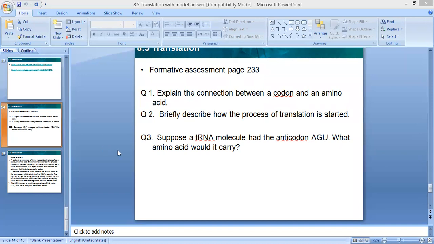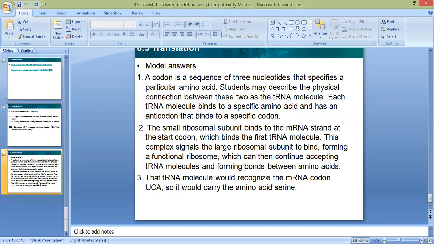تمام. Yes عبد الله. Suppose a transfer RNA molecule had the anticodon AGU. What amino acid would it carry? AGU. Teacher, the tRNA molecule, because it would like know the mRNA would codon UCA. So it would have amino acid, right?